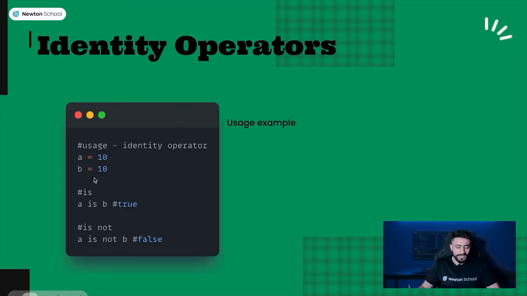So for example, if A is 10 and B is also 10, is A is B? True. Is A is not B? It will return false because both the values are the same.